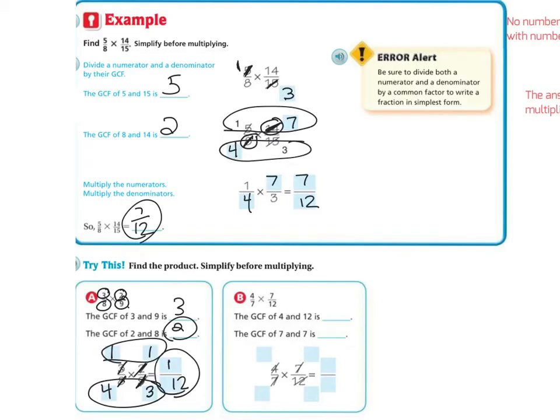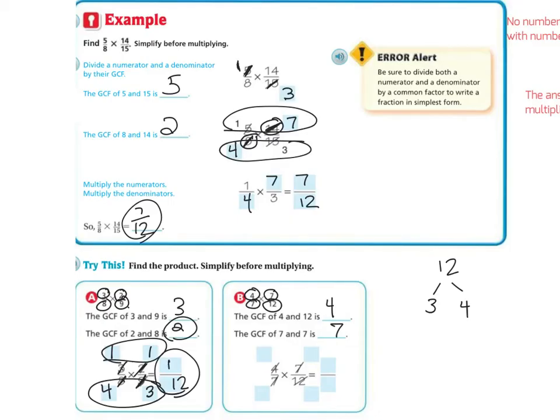Let's do a few more of these. So 4 and 12, my greatest common factor is 4. And then 7 and 7, obviously my greatest common factor is going to be 7. If you don't remember your factors, remember, do your factor tree. 12, when I break it down, I get 3 and 4.